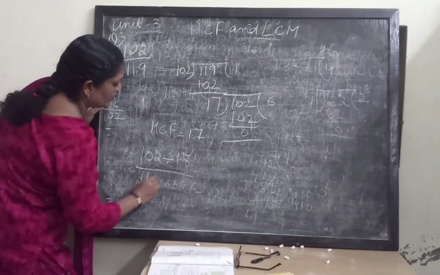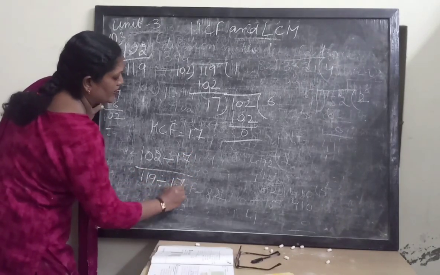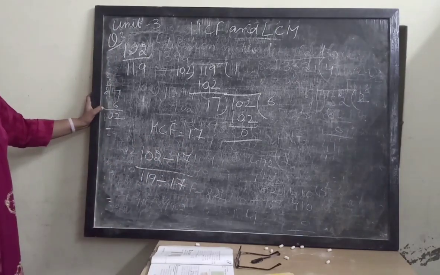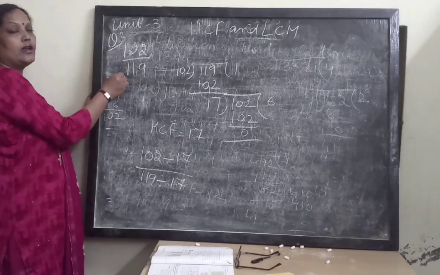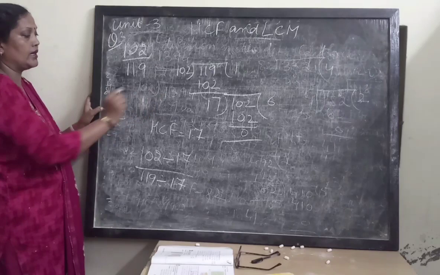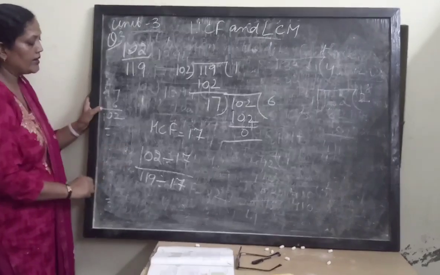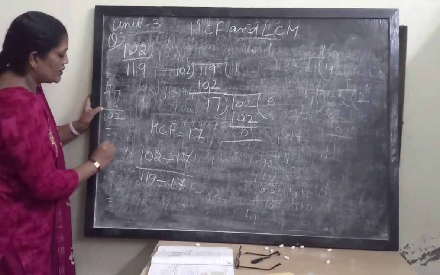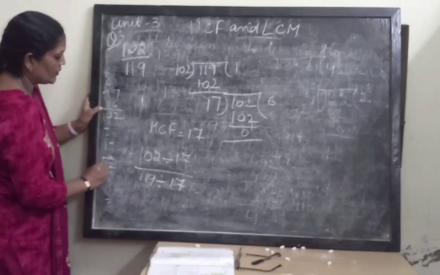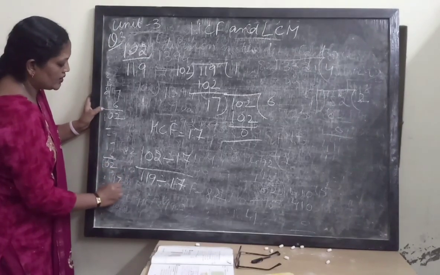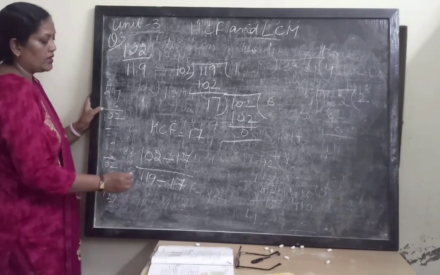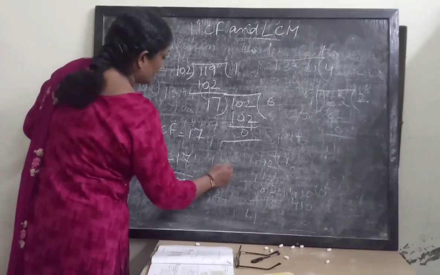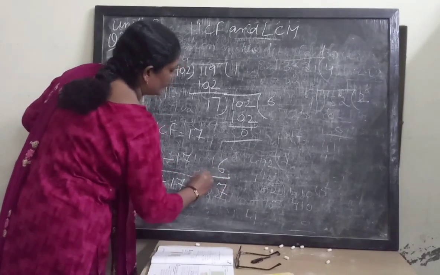Then 119 divided by 17. We have to divide the numerator and denominator by the HCF. The HCF is 17. Now you divide it. 17 6s are 102. 17 7s are 119. So the answer is 6 over 7.